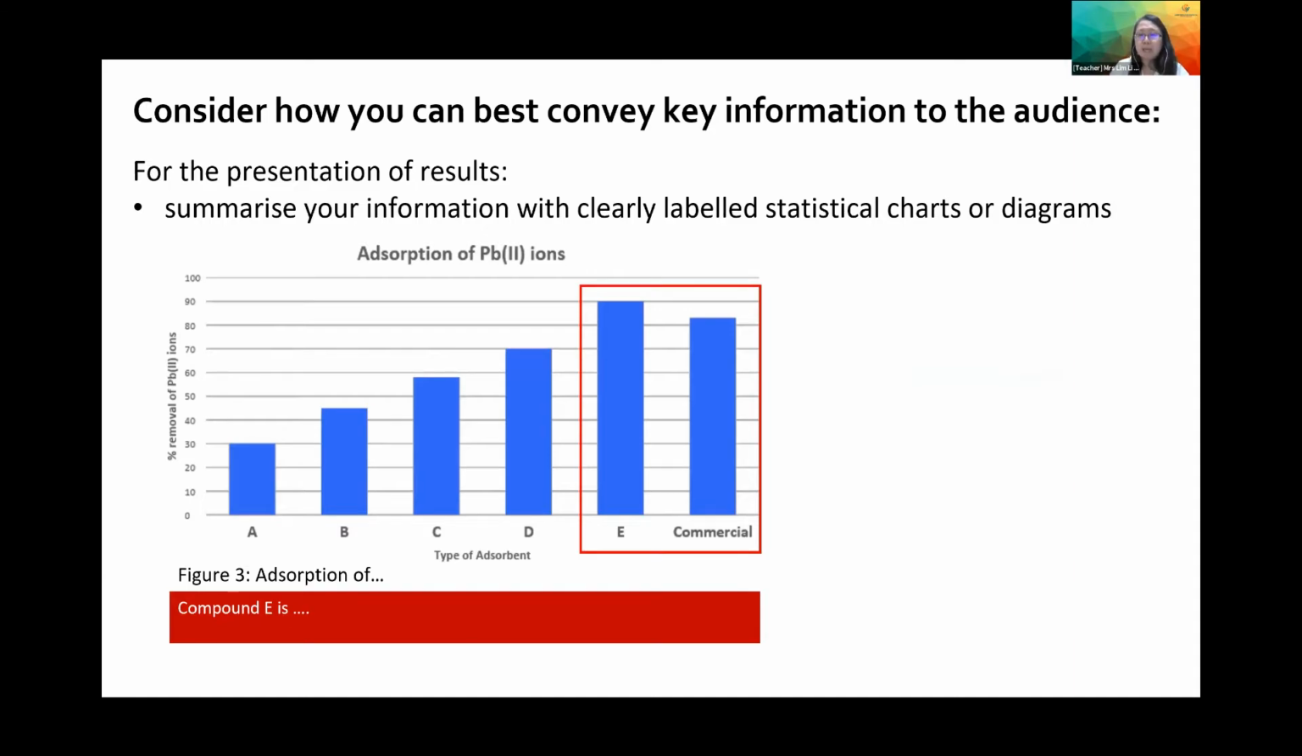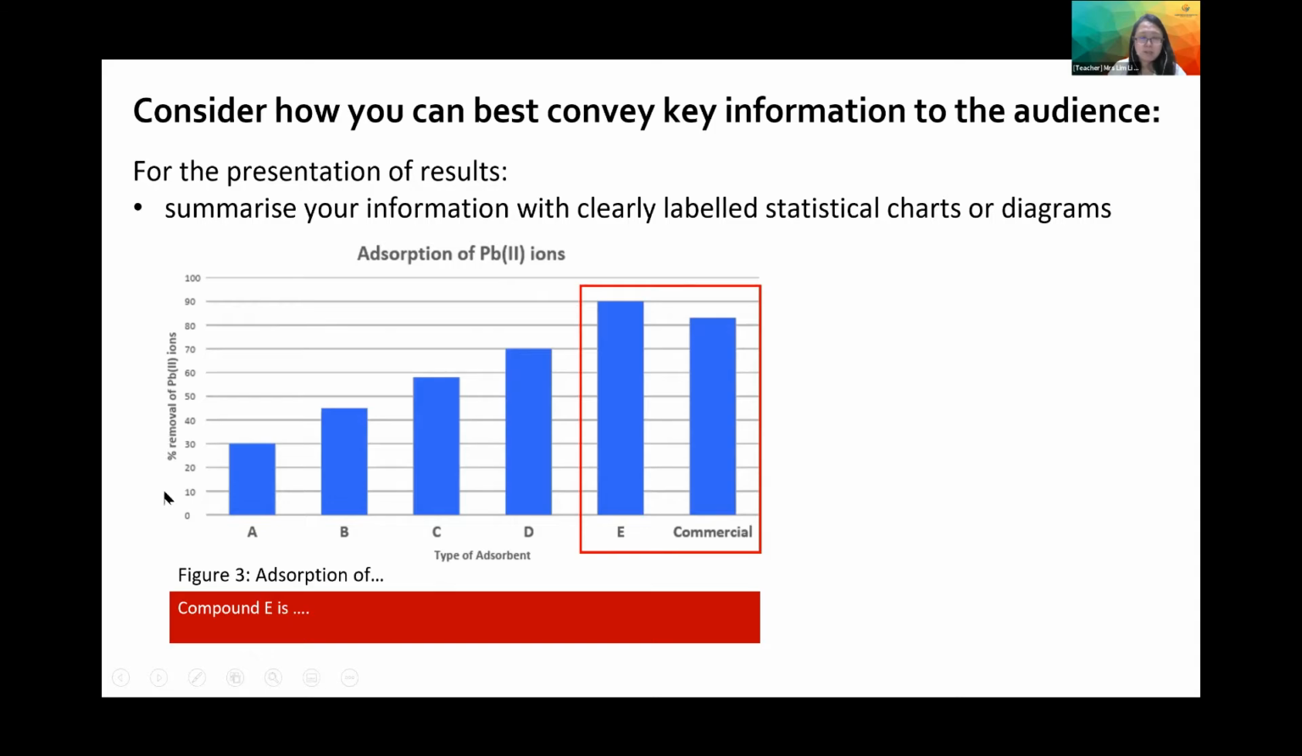Consider how you can best convey your key information to the audience. For example, in this case, you're presenting your results. It's good that you can present, let's say, a graph rather than a text description. So you can summarize the information with clearly labeled charts or diagrams.